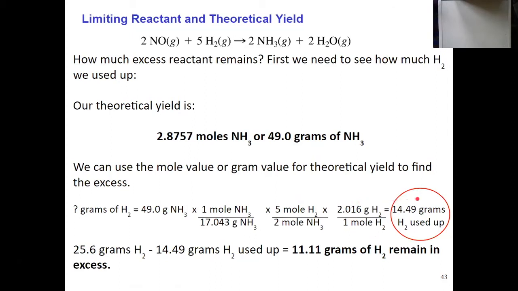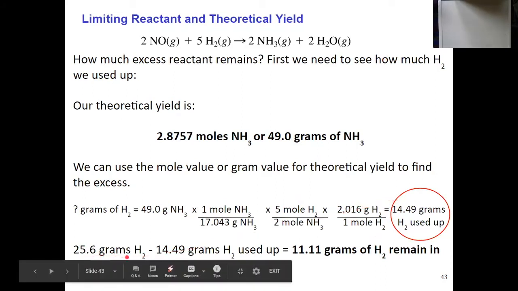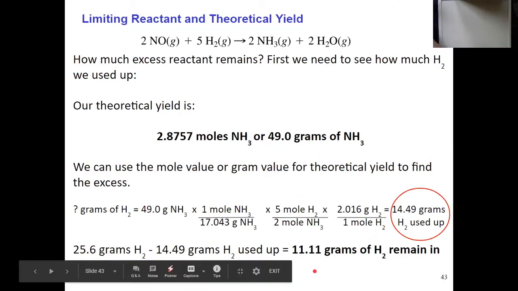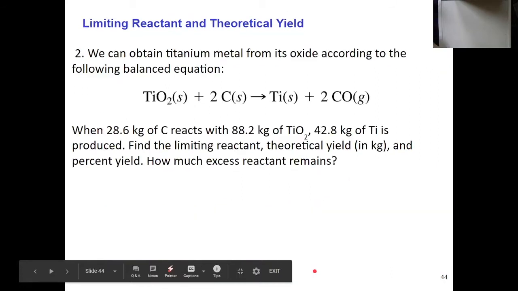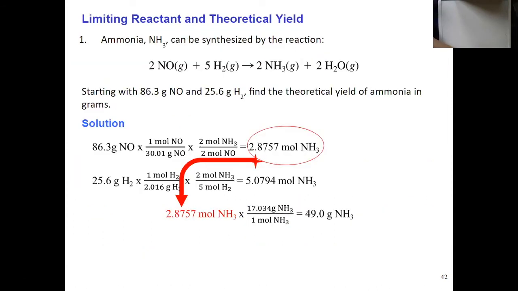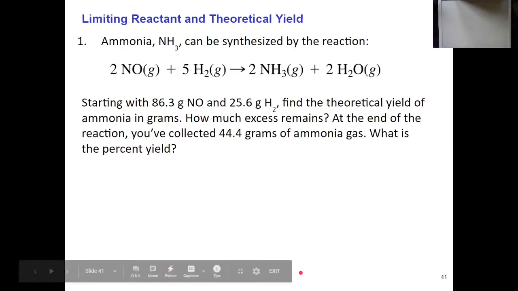And it turns out that I used up 14.49 grams of hydrogen gas. I know I started with 25.6 grams. I used 14.49 grams up. That means I have 11.11 grams of hydrogen gas remaining in excess. Oh, I did not do the last part of this. I'll do that on my whiteboard. We'll go back to the problem here. All right, let me just switch over to that.